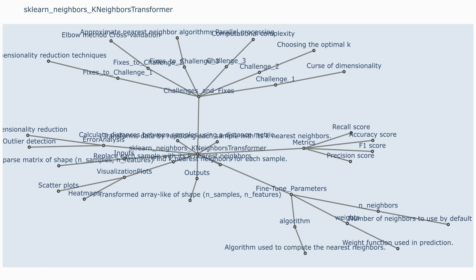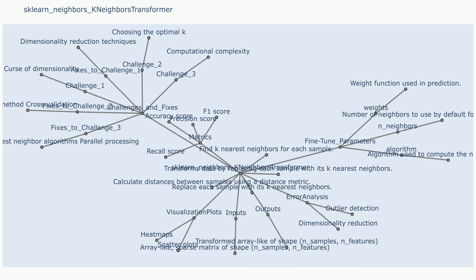sklearn.neighbors.KNeighborsTransformer. Description. The KNeighborsTransformer class in scikit-learn (sklearn) is a transformer that uses k-nearest neighbors (KNN) to transform data. It leverages the idea that similar data points tend to be close to each other in a multi-dimensional space. The transformer can be used for dimensionality reduction, feature extraction, and imputation of missing values.